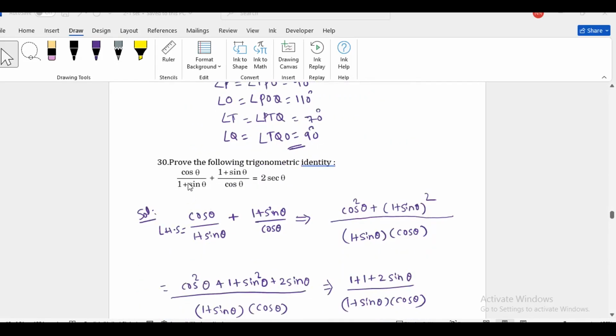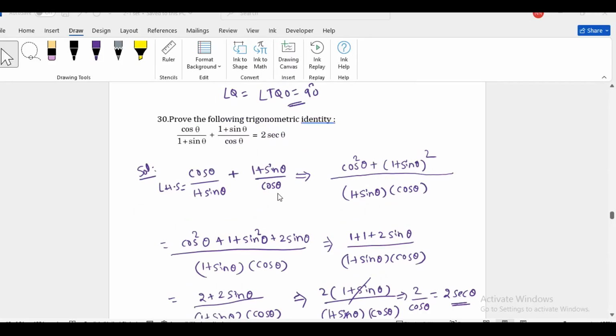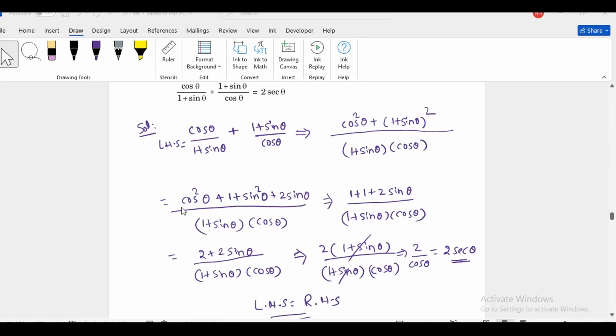Next, question 30, that is, prove that cos theta by 1 plus sin theta plus 1 plus sin theta by cos theta is equal to 2 secant theta. Here take the LCM, 1 plus sin theta into cos theta. This gives cos theta into cos theta, cos square theta, plus 1 plus sin theta whole square. Now expand using the a plus b whole square formula. This is cos square theta plus 1 plus sin square theta plus 2 sin theta, by 1 plus sin theta into cos theta.